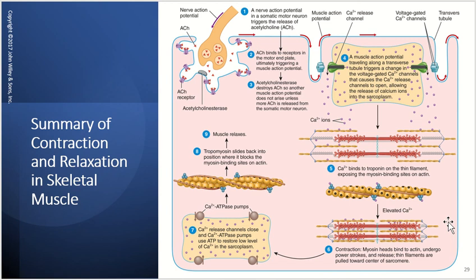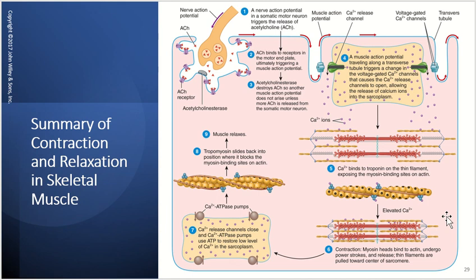Then this is going to allow for contraction to occur when those myosin heads are going to bind to that actin, and they're going to do that power stroke and release cycle that we've just mentioned, and the filaments are going to be pulled towards the center of the sarcomere.